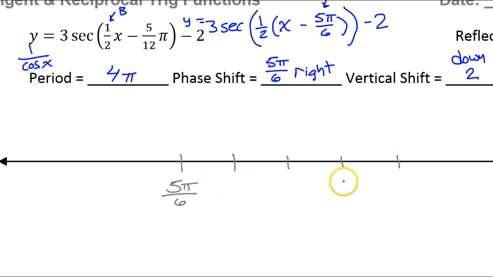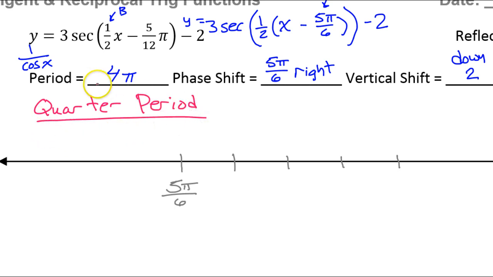However, I need to know what these numbers are. I've got to label this stuff. Whenever I have a phase shift, I like to use the fact that each one of these positions is 1/4 of the period. So what is a quarter period? Well, the period is 4 pi, so a quarter of the period is just pi.